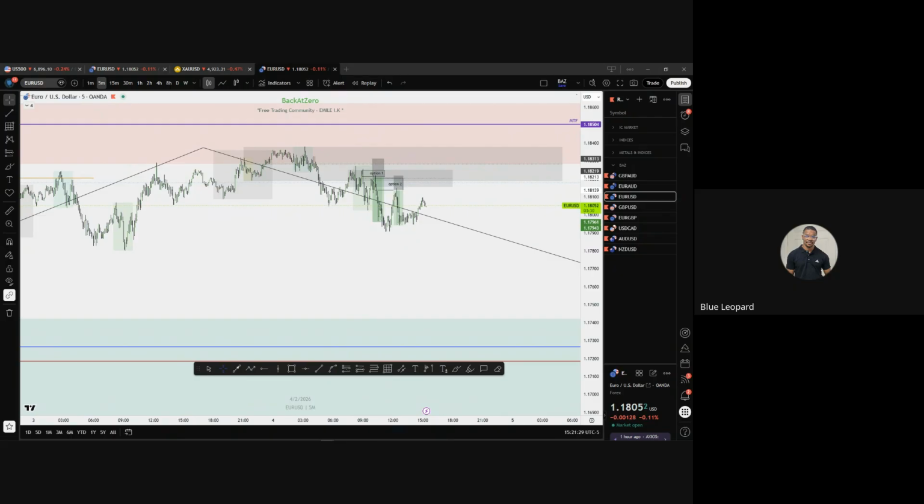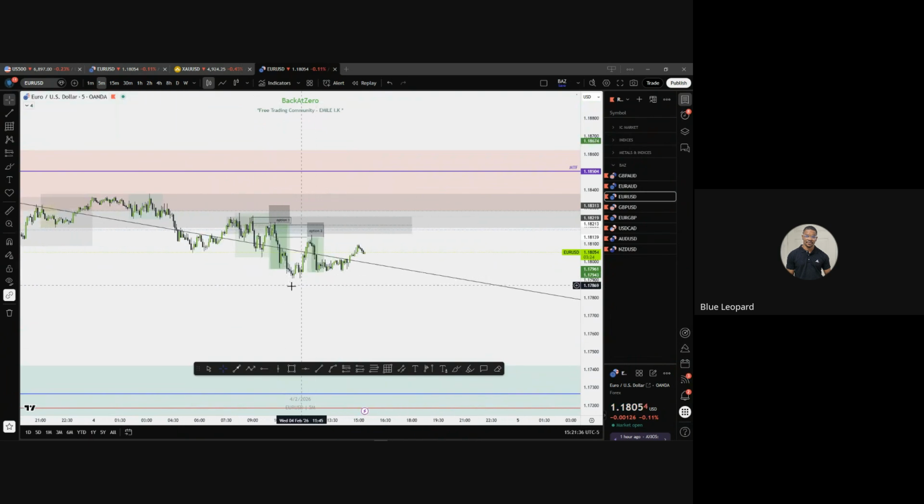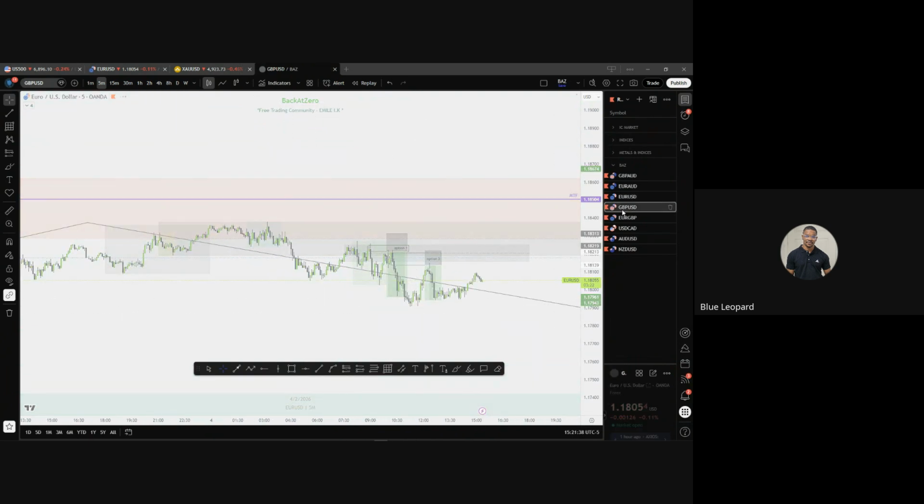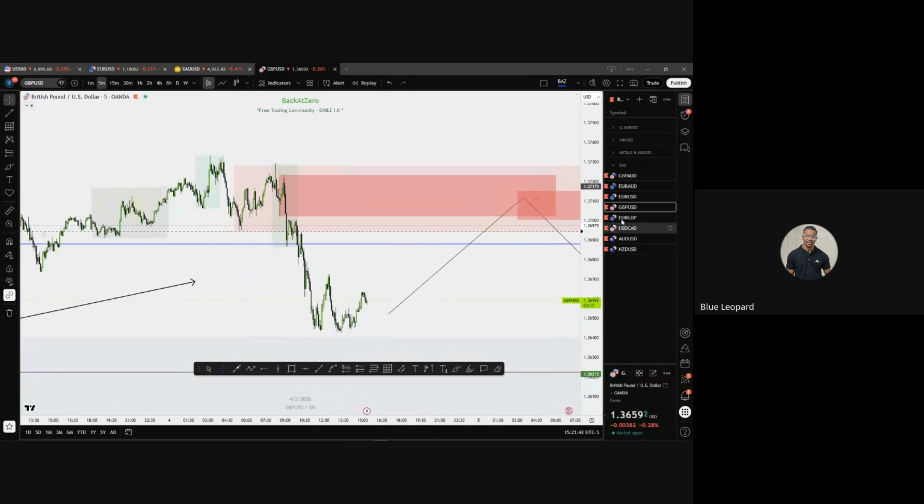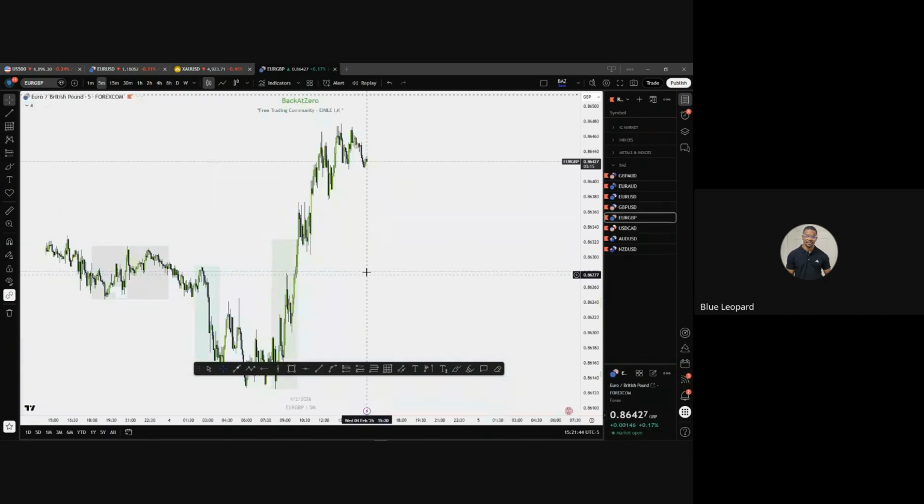I'm about to close it up because I think tomorrow we'll have something on GBP USD. I'm expecting that. And also Euro GBP had something coming.